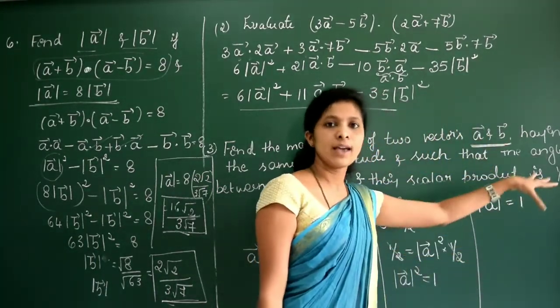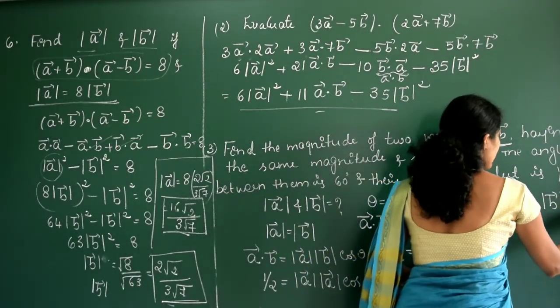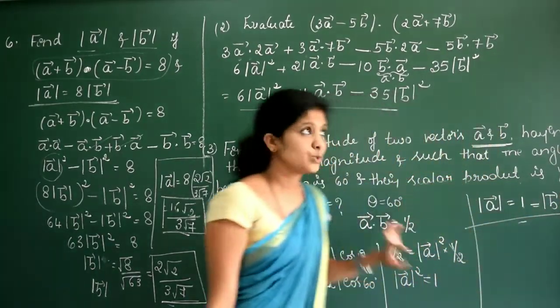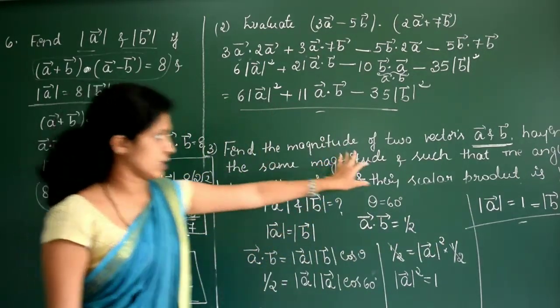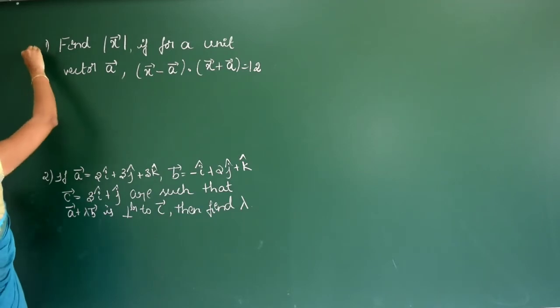That is equal to the magnitude of B vector. So the final answer is magnitude of A vector and B vector both are equal to 1. This one is important for 2 marks.